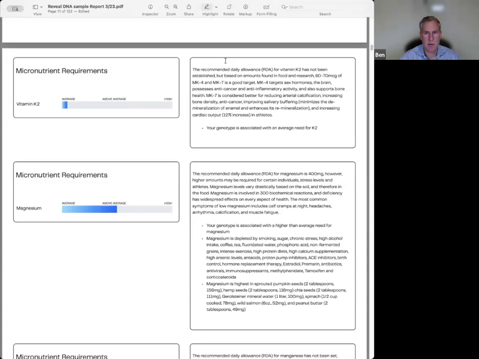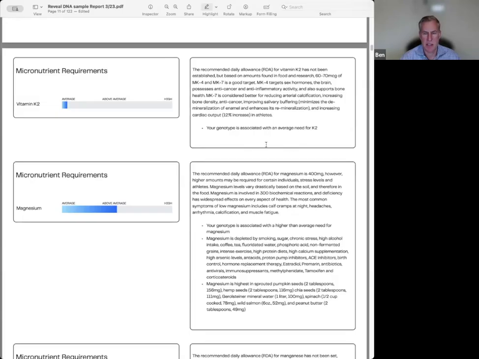K2. So again, you're going to find out, do they have a genetic need for K2? Where is K2 supporting this? Sex hormones, brain, anti-cancer, anti-inflammatory activity, supports bone health. What else? So, K2 is getting converted to MK4, MK7, and arterial calcification, bone density, anti-cancer properties, improving salivary buffering, and increasing cardiac output.